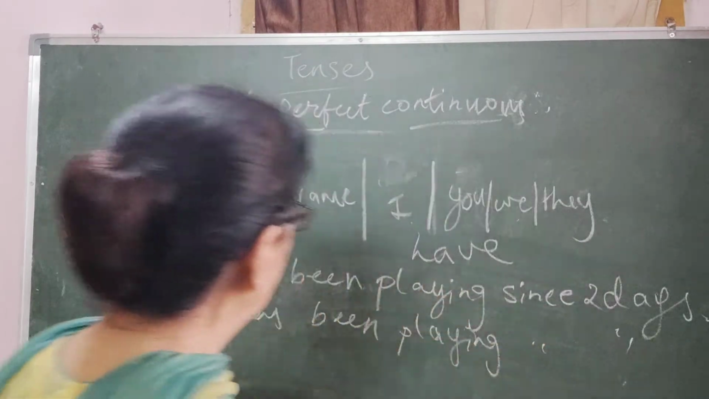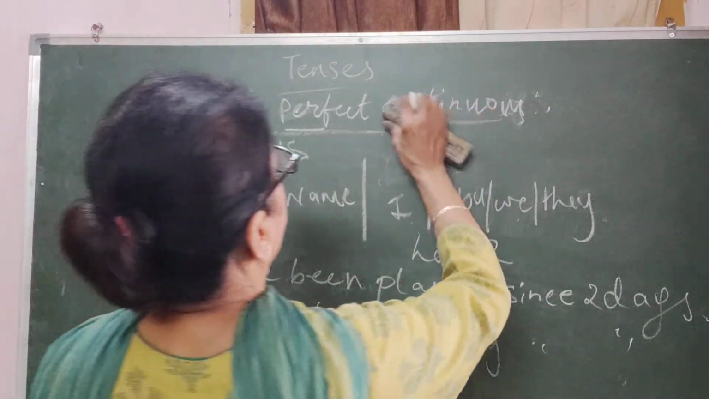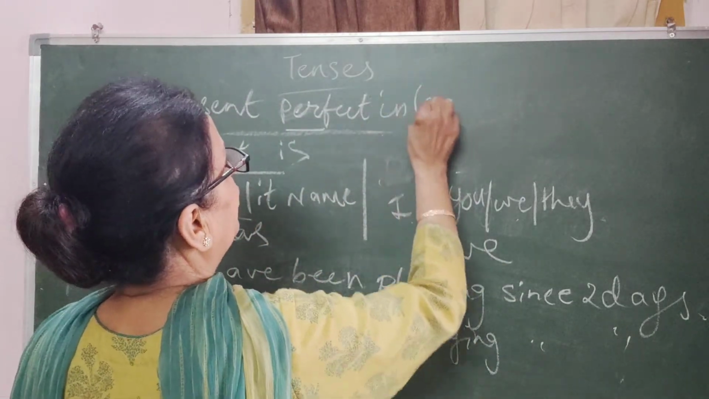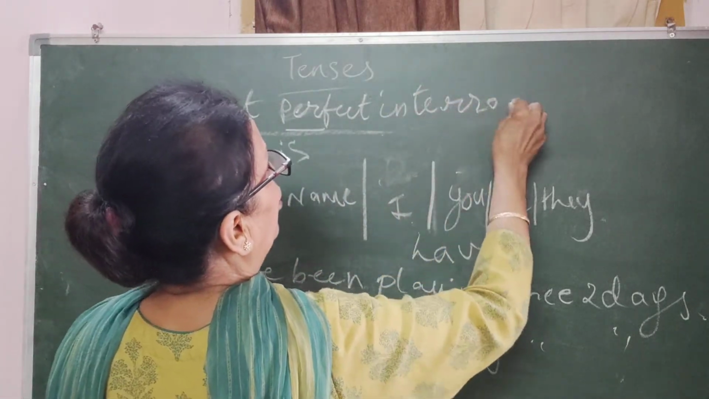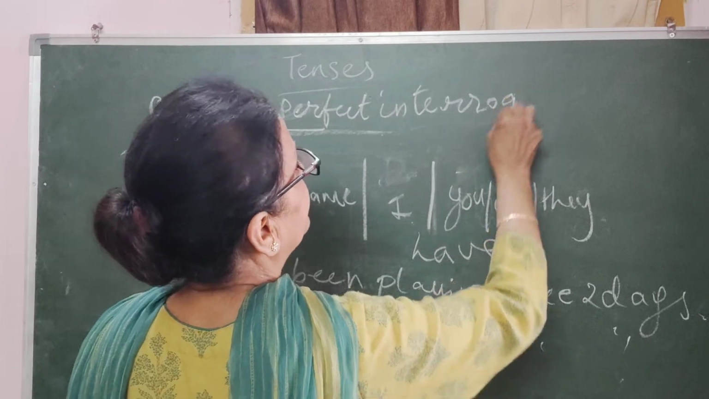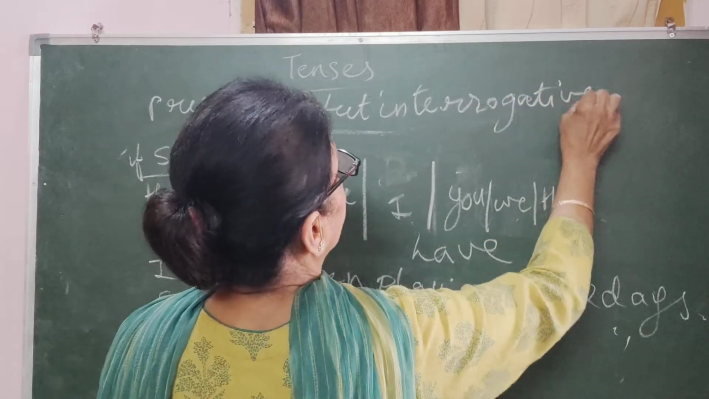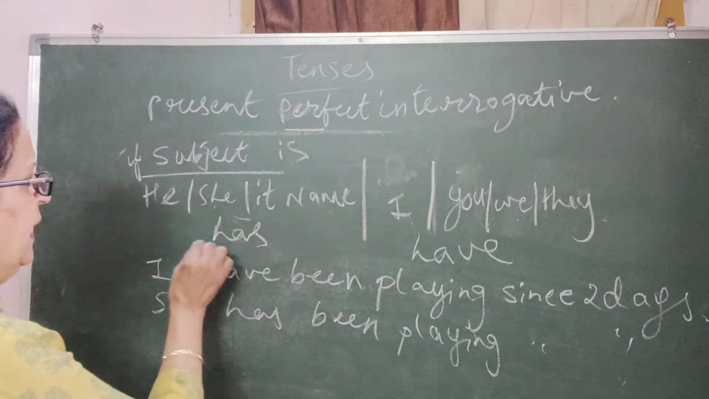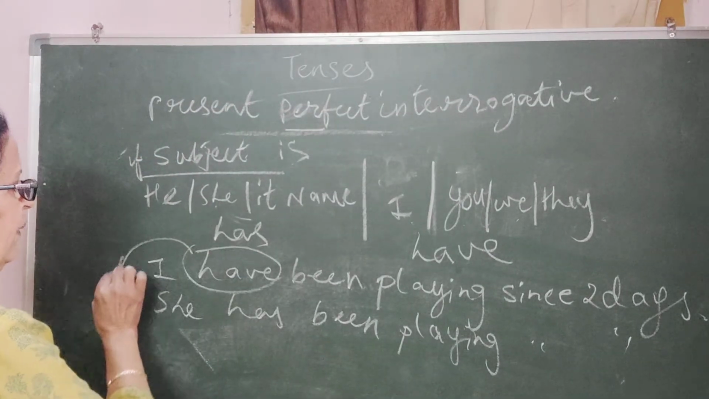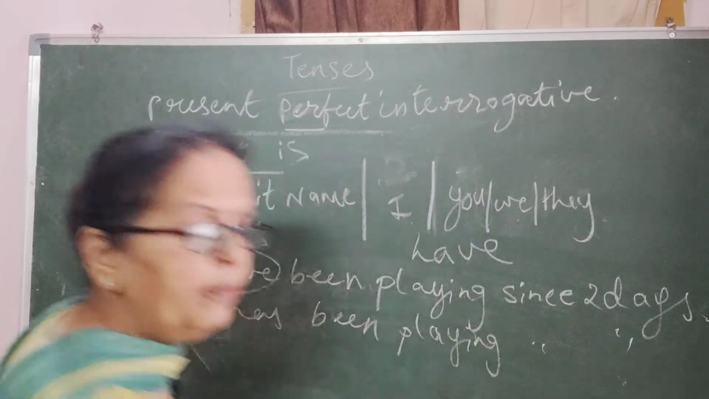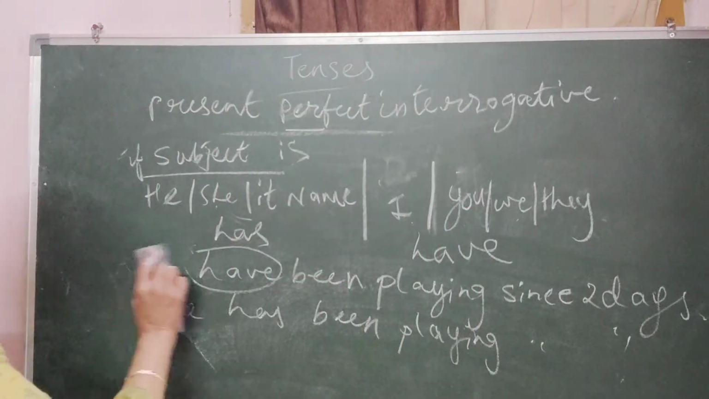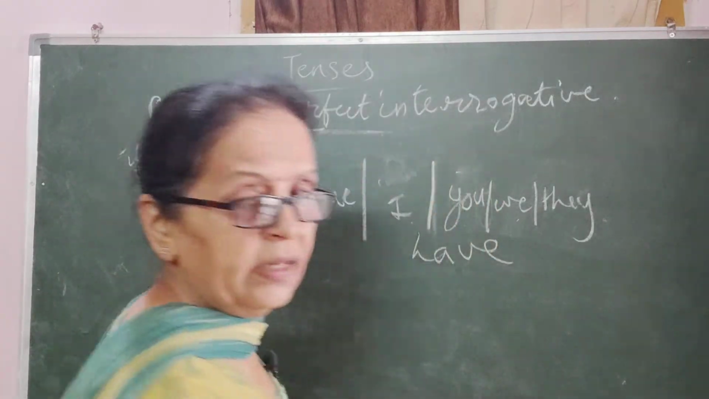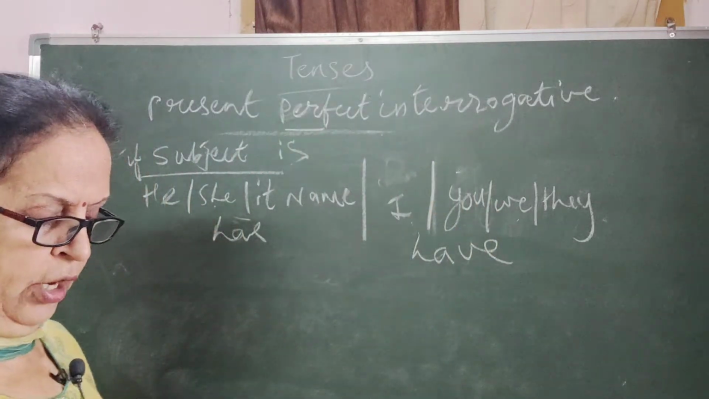Very good. Now we move on to interrogative. See, so simple it is, na? Once you write down the subject, you know what you are going to do. Interrogative is again a question. So in this case, what will the formula be? The helping verb will come before the subject. So have I been playing? Right? So that is a question.